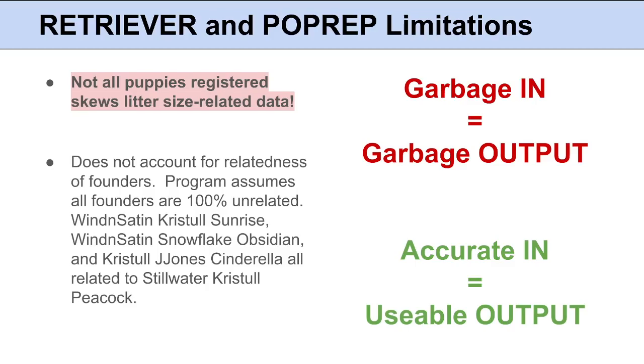Programs assume all founders are 100% unrelated, and this isn't true. We know that Crystal Sunrise, Snowflake Obsidian, and Juno are all related to Peacock, who is one of our big founders in the breed.